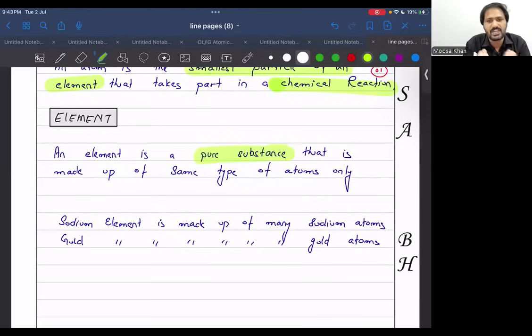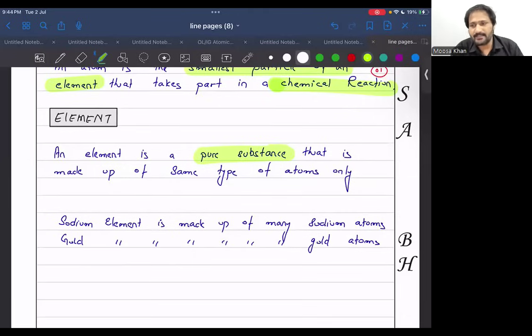A pure substance is that substance which contains only one type of thing, right? So if you are talking about pure gold or pure sodium element, a pure sodium element must only have sodium atoms. उसमें सिर्फ और सिर्फ sodium atom होना चाहिए. Pure gold element में सिर्फ और सिर्फ क्या होना चाहिए? Gold के atoms होने चाहिए. Yes, Ali, you are also right.